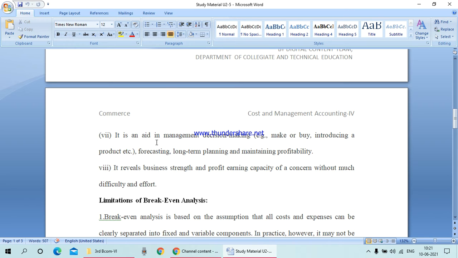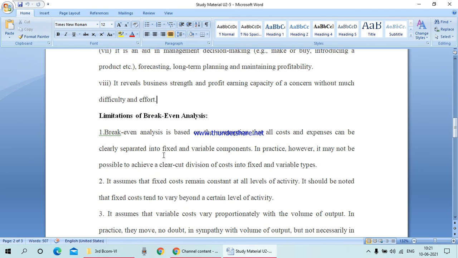Ninth, it is an aid in management decision making, that is, make or buy, introducing a product, forecasting, long-term planning, and maintaining profitability. It reveals business strength and profit earning capacity of a concern without much difficulty and effort. So these are the uses of break-even analysis.